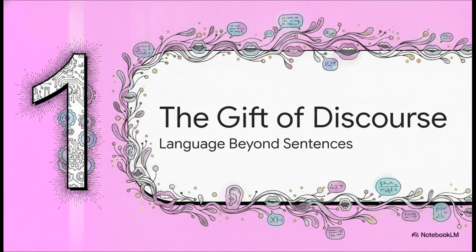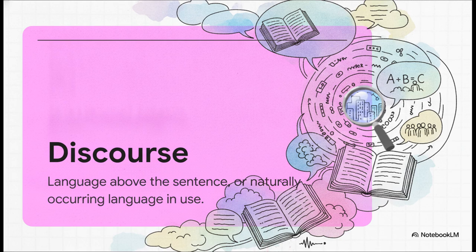Number 1. The gift of discourse, language beyond the sentence. Okay, let's dive into this first section and look at discourse at its most foundational, micro level. At its absolute most basic linguistic definition, discourse is simply language above the sentence, or just language in use. It's naturally occurring language. It's basically the difference between studying a single isolated word in a dictionary and looking at how a whole paragraph, an entire conversation, or a written text actually functions out there in the real world to communicate a message.